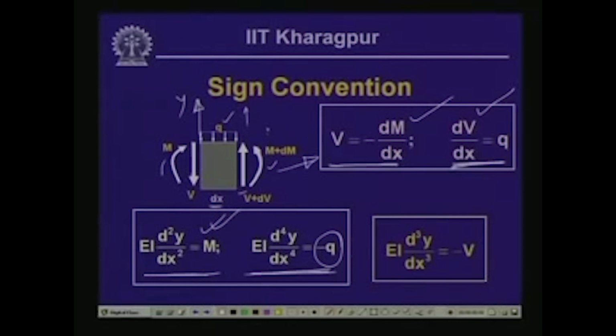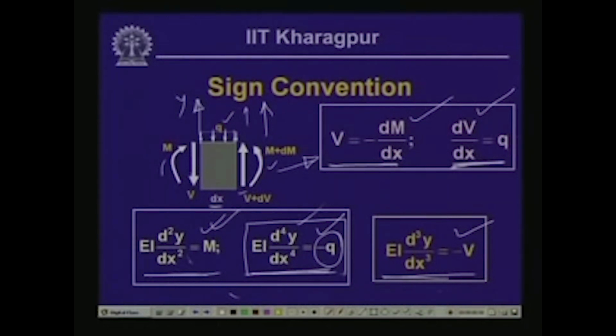So any loading, if it is directed upward, is positive, and since this q is pointing downwards, q is negative, and rightly we have EI d4y/dx4 equals minus q. Also we have EI d3y/dx3 as minus V, with the positive shear pointing upward. So these are the expressions which we use for evaluating the equation of the deflection curve y.